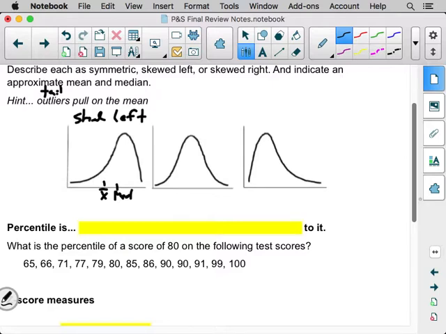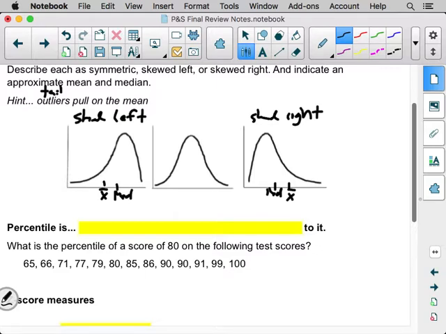Now I'm gonna jump over here for a little bit. This one is skewed right. Again, because its tail is to the right. Again, that tail, those outliers, that is pulling on the mean, where the median is going to remain much less affected, closer to that peak.